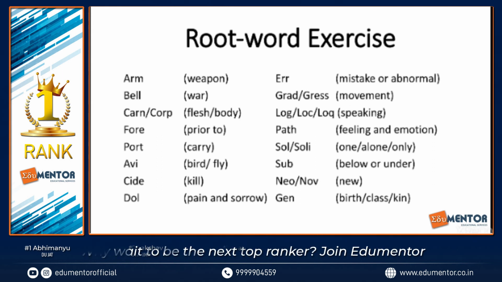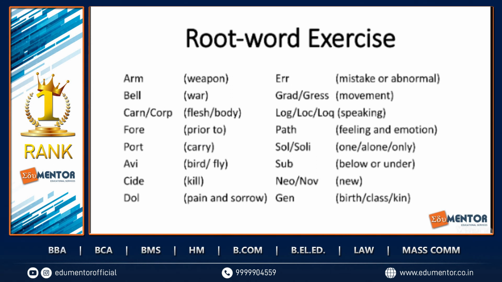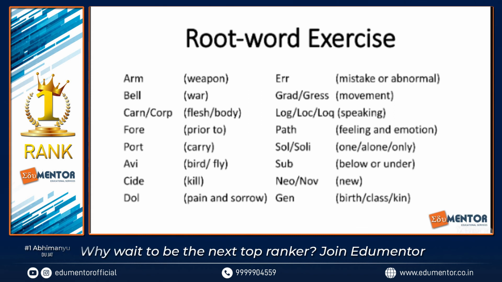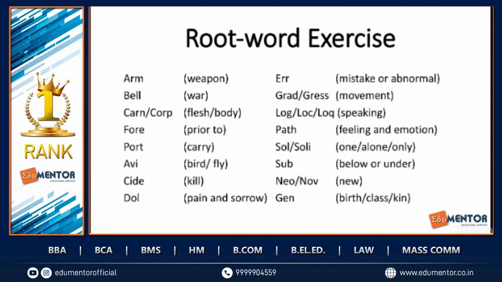Or we can also say aviation. Aviation is about planes, about aircraft, etc. So it has some sort of association with flying. Side, CID, is pretty common. Side means to kill. So we have homicide, insecticide, pesticide, etc. So we can come up with various other words.